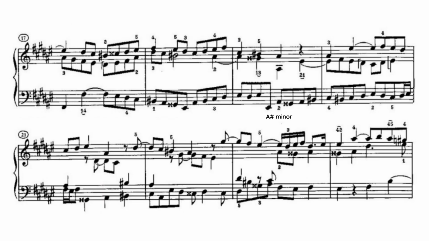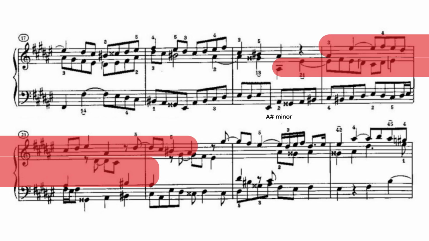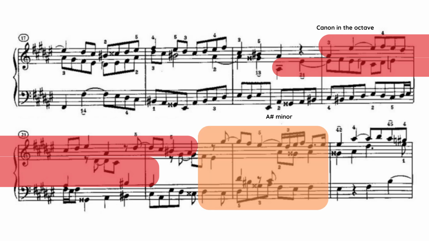The first episode closed with the entrance of the subject in the alto and in the soprano. Their entrances are treated as a canon in the octave. This means that the treble entrance is just an octave higher compared to the one in the alto. After a short codetta, there is a stretto occurrence where all voices enter starting from the treble, alto, and the bass in 1 beat's distance.